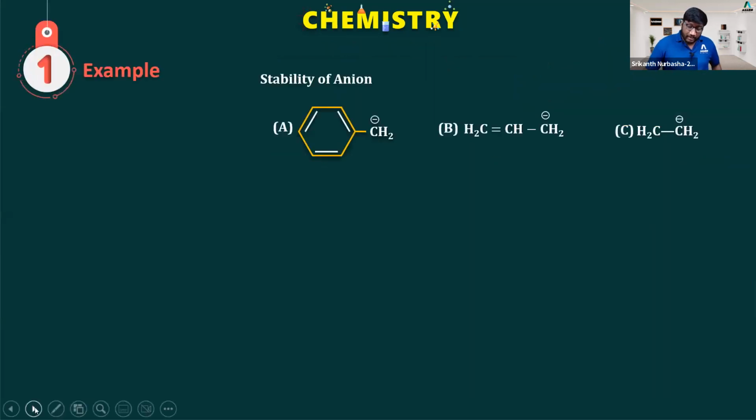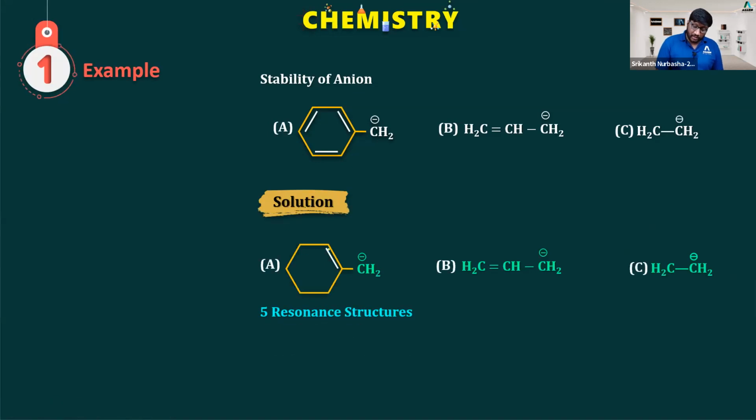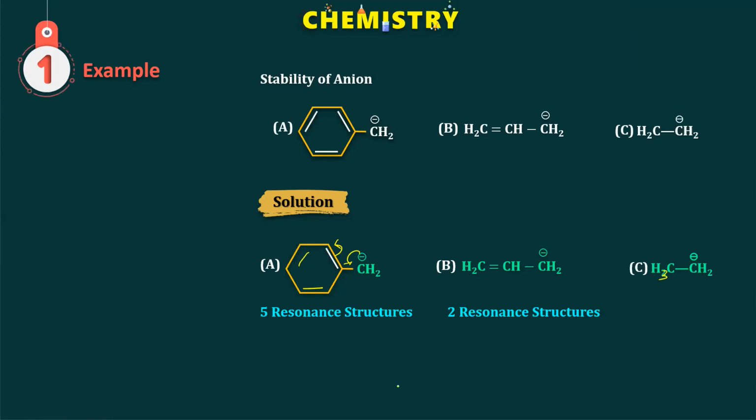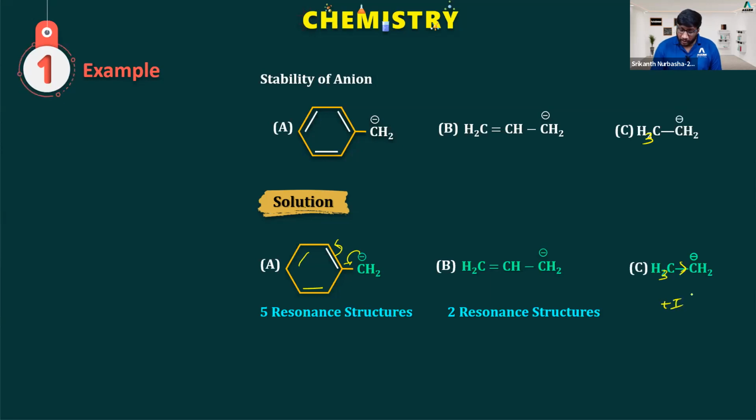Compare here the stability of the anion. A greater than B greater than C. Reason: more number of resonating structures. In compound A, we have negative charge coming into the pi electrons and moving away, 5 resonating structures. In B, you have 2 resonating structures. In C, CH3CH2 minus, do we have hyperconjugation? No, sir, because carbanions do not have hyperconjugation. CH3CH2 minus, no hyperconjugation. It is an electron donating group, that is plus I effect only. No resonance, no hyperconjugation. So A greater than B greater than C.